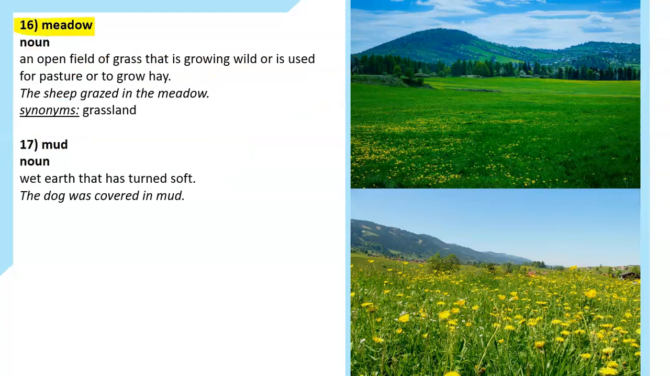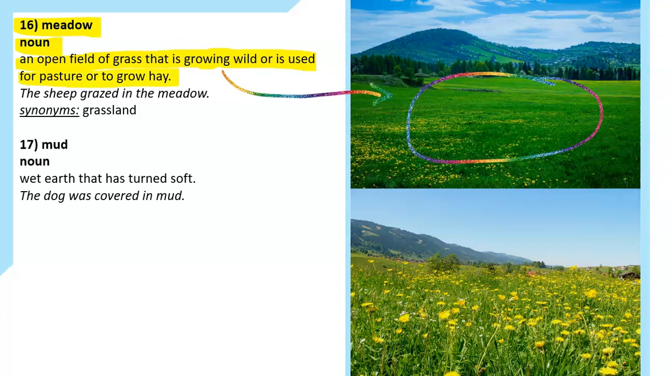Number 16 is meadow. Meadow is a noun, and a meadow is an open field of grass that is growing wild or is used for pasture or to grow hay. That means this is an open field. There's nothing here except grass, and it can be used for animals to walk around and eat the grass, or as a place to grow some hay, some food for animals.